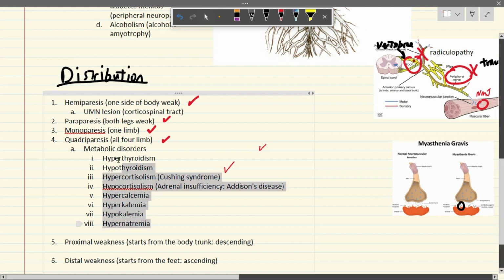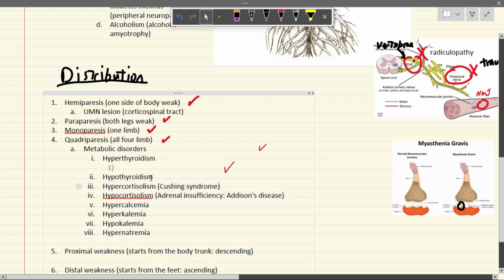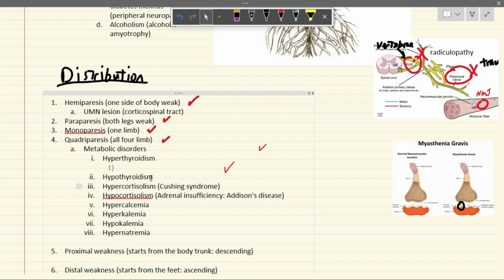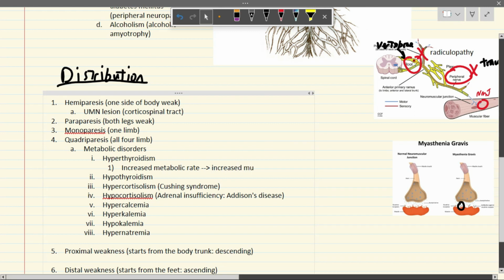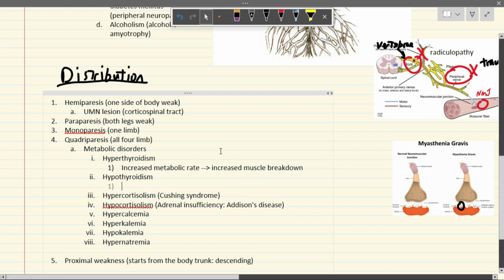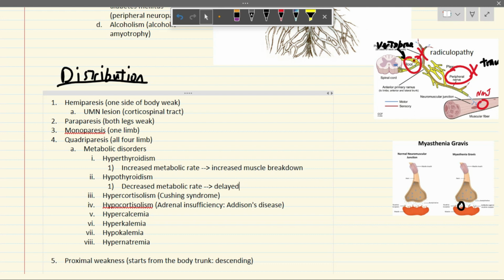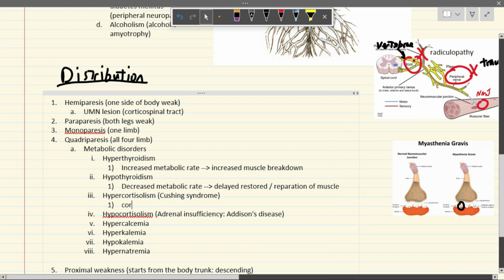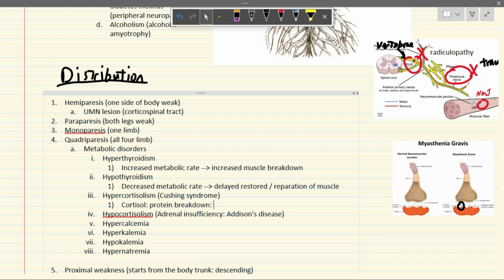Now, this is going to be a little scary, but I'm going to explain the mechanisms one by one. Hyperthyroidism: as we know, thyroid hormone increases metabolic rate, therefore muscle breakdown is going to be increased as well, causing muscle weakness. In hypothyroidism, due to decreased metabolic rate, the muscles that are broken down cannot be restored or repaired. In hypercortisolism, cortisol has a function in protein breakdown, so if cortisol is too high, our muscle is going to break down too fast.